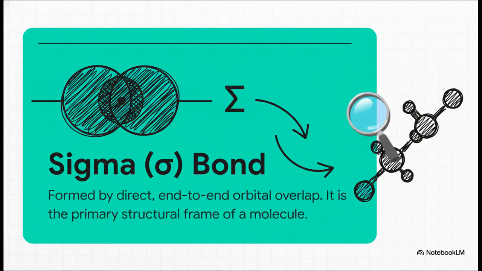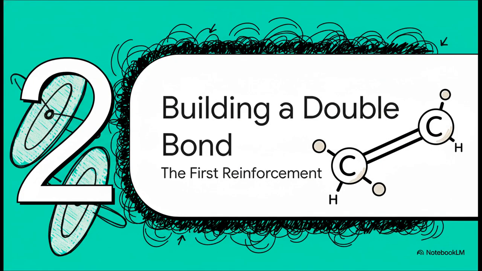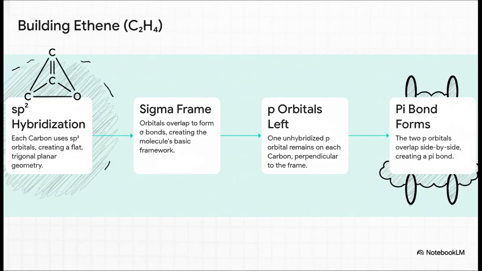It's the foundation. So, if we've got our sigma frame in place, how do we build up to a double bond? To see how it works, let's look at our first case study, a really common molecule called ethene. In ethene, each carbon atom does this really neat thing where it blends some of its orbitals to create a flat triangular arrangement. But here's the kicker. After making that flat sigma bond frame, each carbon atom is left with one untouched p orbital, and it's sticking straight up and down, totally perpendicular to the rest of the molecule.